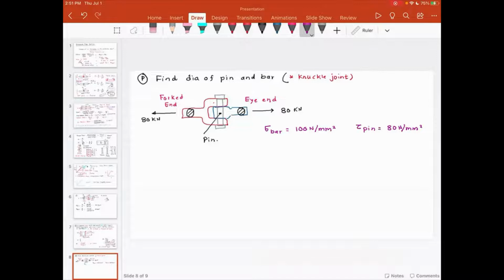So bar is going to fail in tension because look at the rotated cross-section area. This rotated cross-section area is perpendicular to the applied load. So bar would fail in tension. Now let's look at how the pin is going to fail. If you look at the failure mode of the pin, you would notice the pin would fail in double shear.